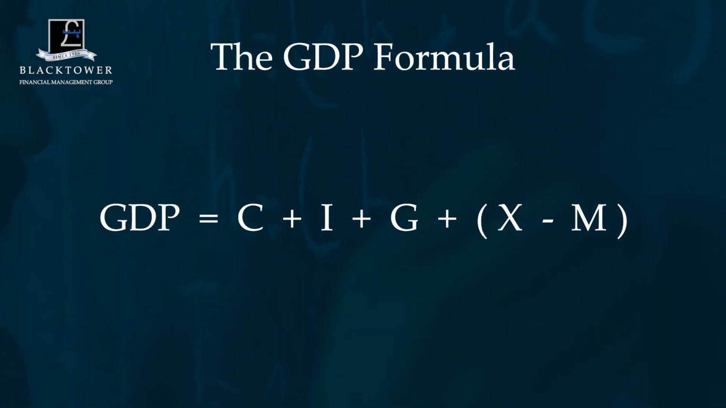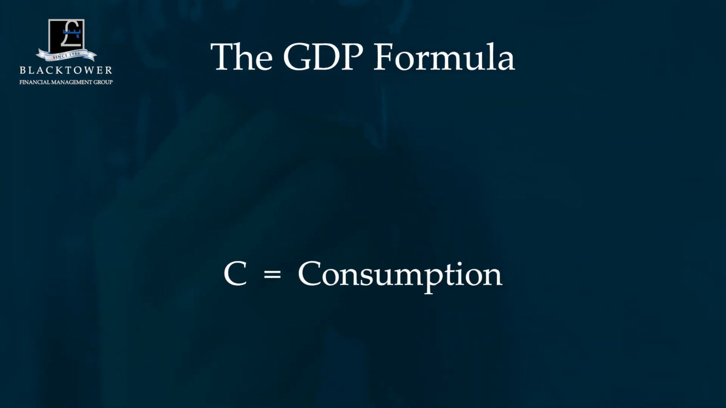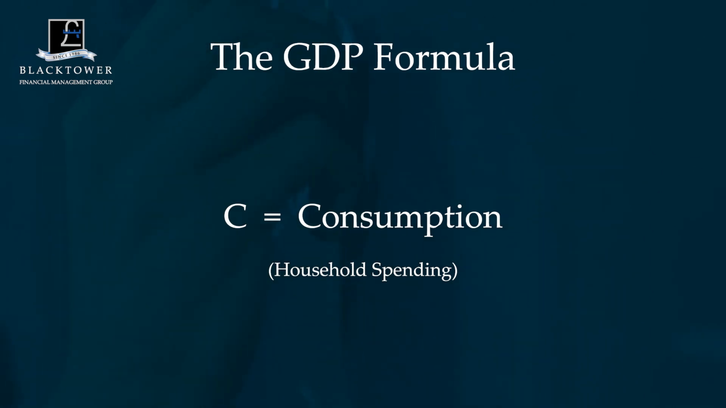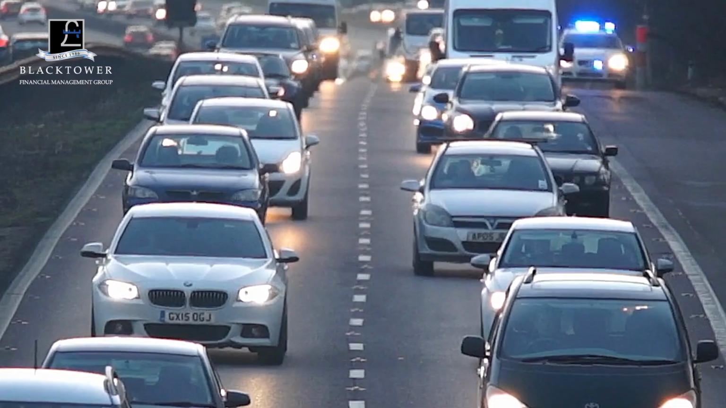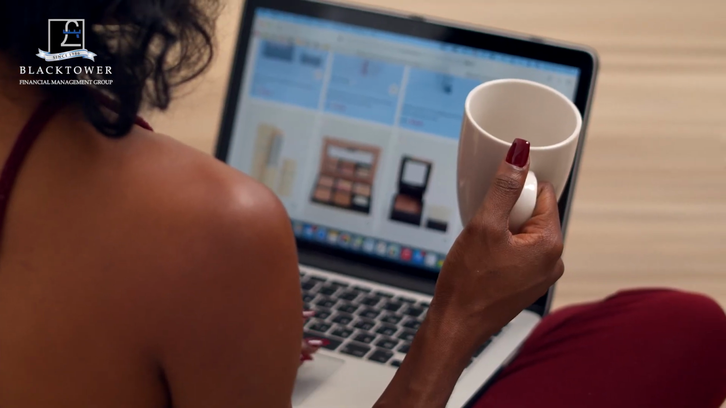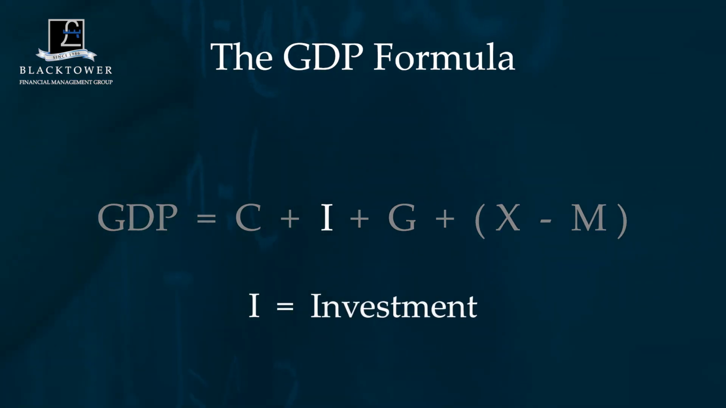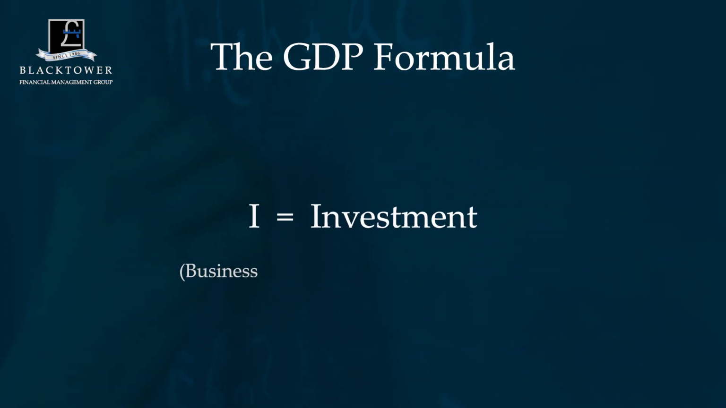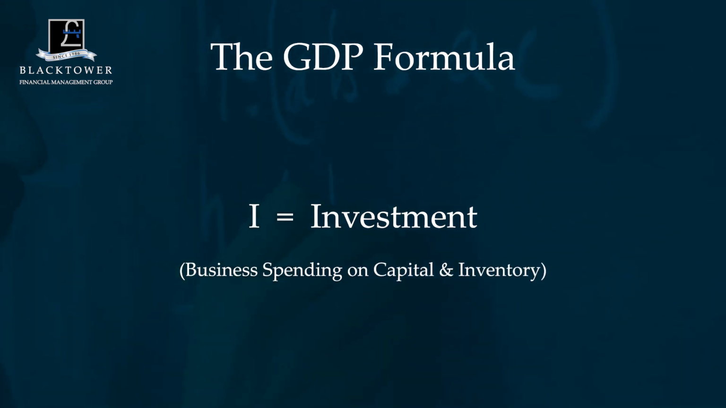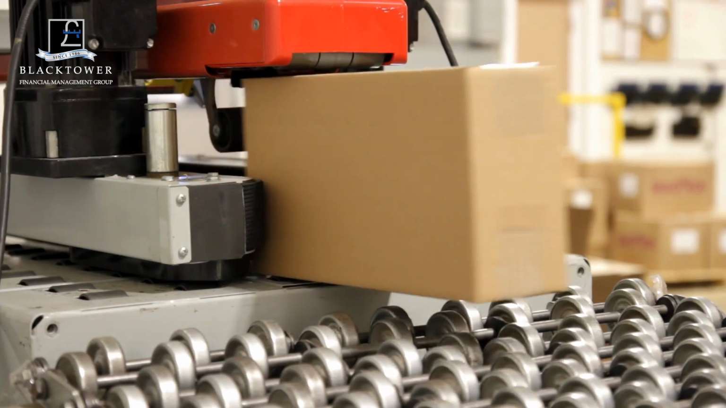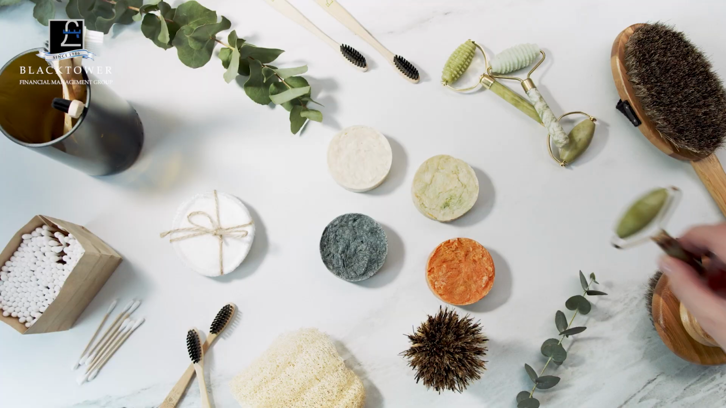In this formula, C is for consumption, which is the spending by households on things like groceries, cars, clothes, digital products, and services like having your hair cut, etc. Pretty much anything that you spend money on. I represents investment. Investment includes business spending on capital and inventory, so things like machinery, buildings, and new products.